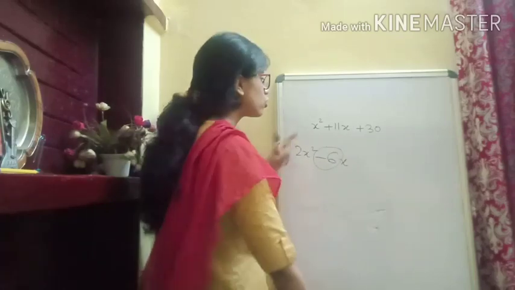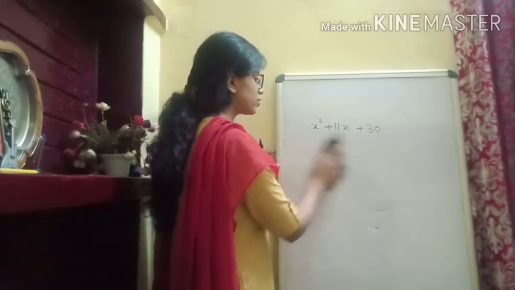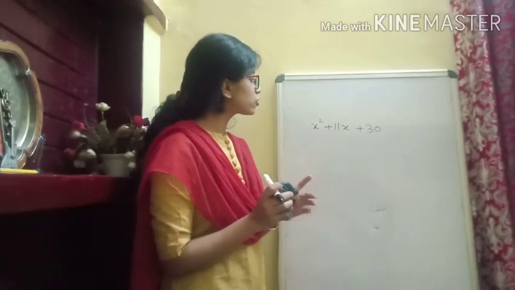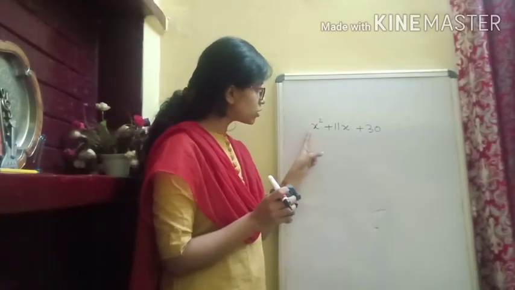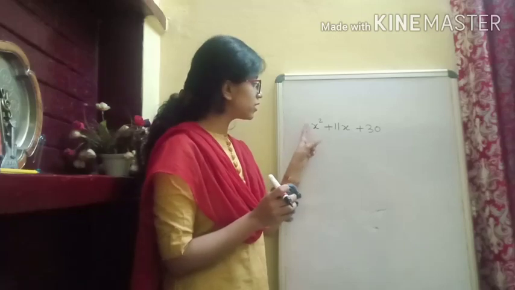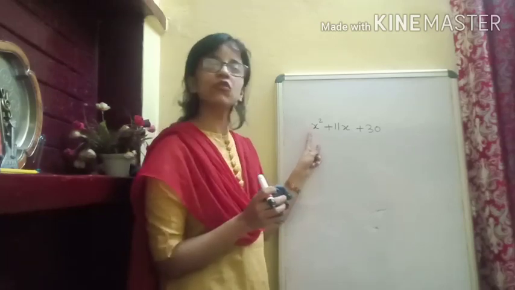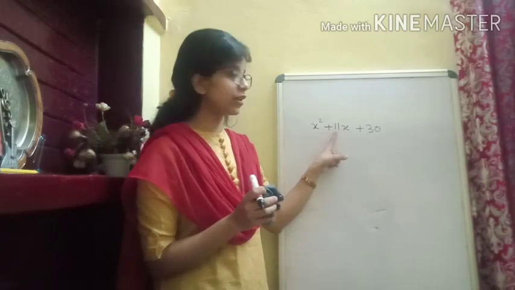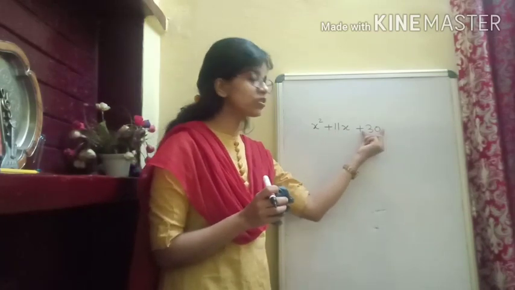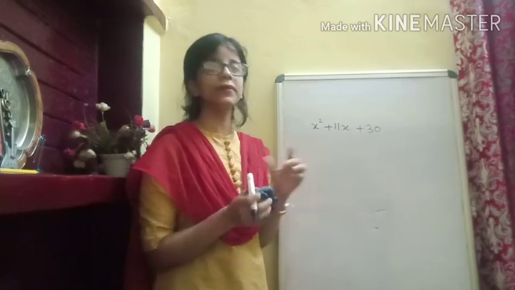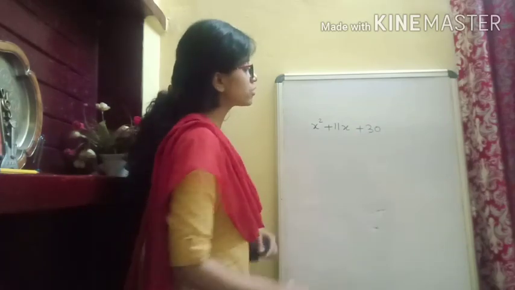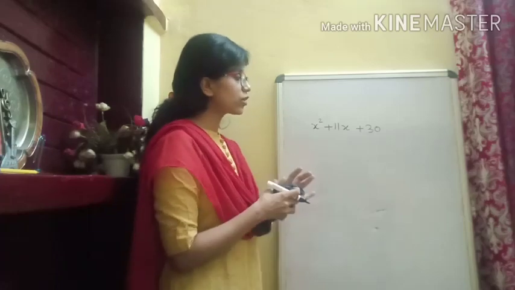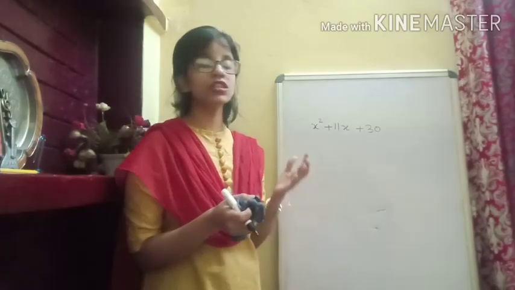Is it okay? So now in this given trinomial, if I ask you what is the coefficient of x square, which number do you see here? There is no number, that means 1 is the coefficient of x square. What is the coefficient of x? Plus 11. And what is the constant term? Because here we don't have any variable, it will be a constant term. What is the constant term here? 30. Okay.